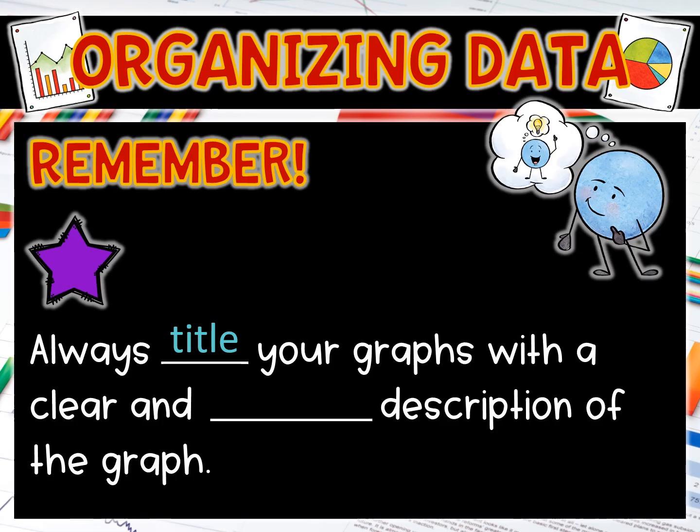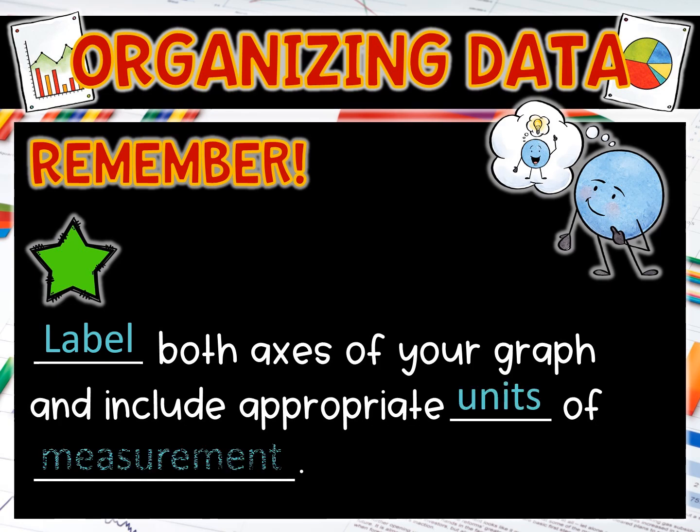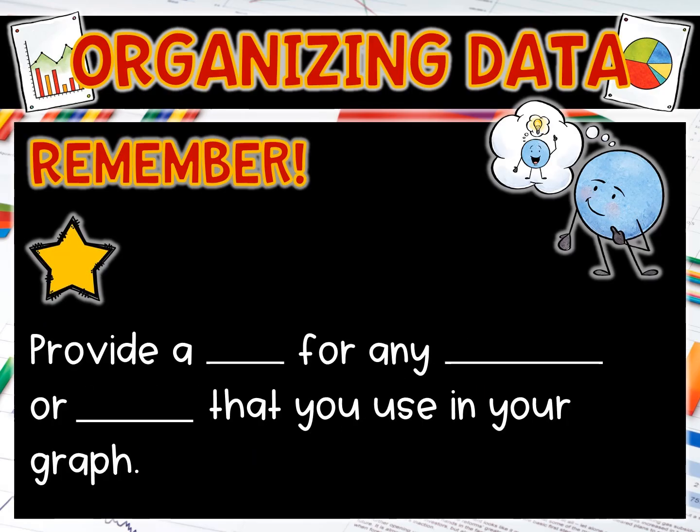Also, always title your graphs with a clear and accurate description of the graph. Your title should tell your viewer what the graph is about. Next, you want to label both of the axes on your graph and make sure that you always include appropriate units of measurement. So if you're putting numbers, make sure you're putting hours, minutes, feet, yards, whatever it is. And finally, always provide a key for any symbols or colors that you use in your graph. Otherwise, people won't know what they mean.